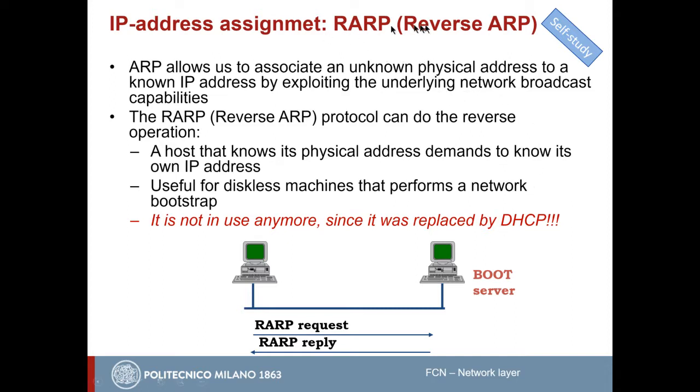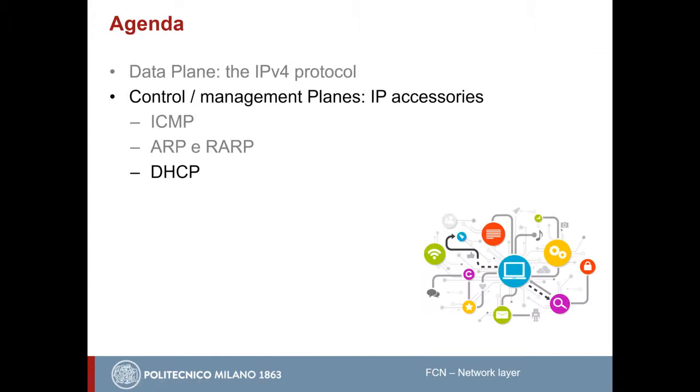About RARP, which is reverse ARP, I don't stop. You can read some information. This was the original method that was used to get automatic configuration of interfaces, but it was then replaced by DHCP. So let's go directly to DHCP.